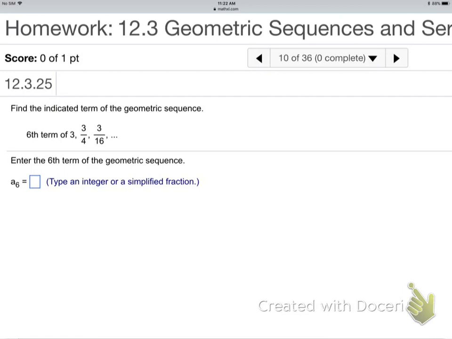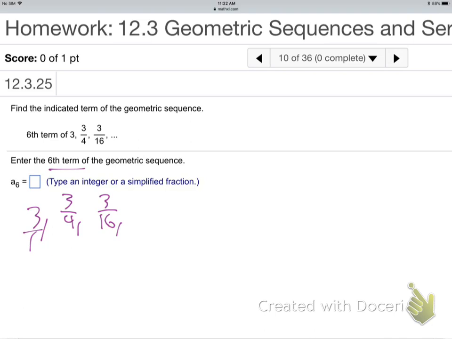Yeah, so they're giving me a sequence. They're saying, okay, 3, 3/4, 3/16, and they want the sixth term. They want the sixth. So what's happening from term to term? Multiplying by 1/4. Yeah, everybody see that? Because this one's 3/1, huh? So they're just multiplying the bottom by 4 every time.